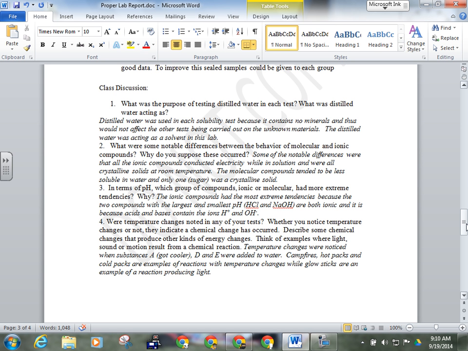In terms of pH, we just talked about that. Those are the big ones there. And number 4, what temperature changes did you note in any of your tests? Well, hydrogen chloride and sodium hydroxide both got warmer when you added water to them. They do that. Strong acids and strong bases tend to be exothermic when placed in water. And then of course you had the ammonium nitrate that got cooler. Questions on any of that?